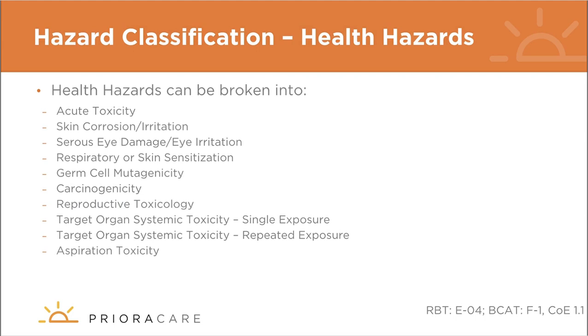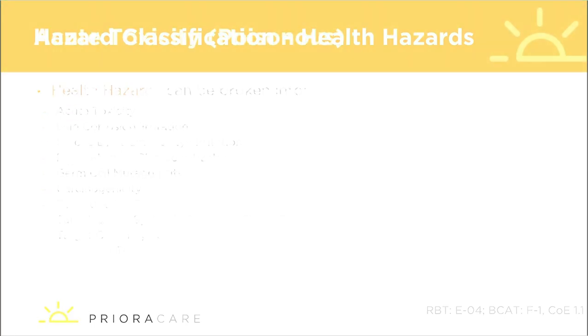Now let's move on to discuss the hazard classification for health hazards. Specifically, health hazards can be broken into the following categories: acute toxicity, skin corrosion or irritation, serious eye damage or eye irritation, respiratory or skin sensitization, germ cell mutagenicity, carcinogenicity, reproductive toxicity, target organ systemic toxicity, single exposure, target organ systemic toxicity, repeated exposure, and aspiration toxicity.